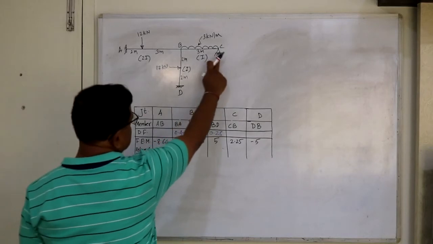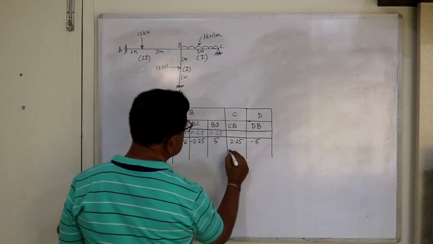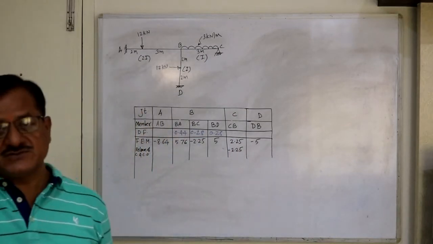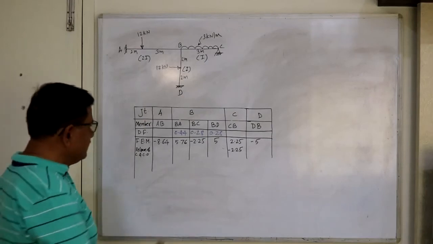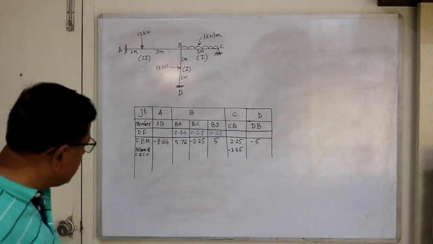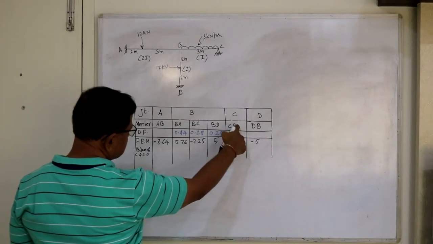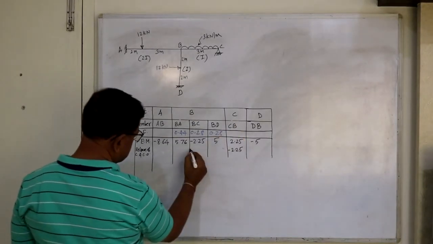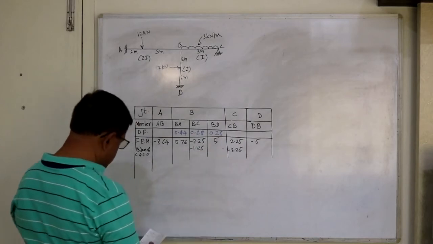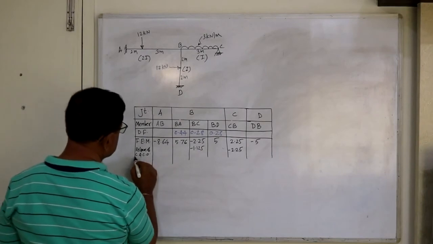This is our usual step, release of C and carryover. Where is CB? CB is here. Release means we have to apply an equal and opposite moment and make it 0. Then whenever we apply an external moment, we have to carry over the same with half value, same sign. So CB, read the reverse, BC, it is here. So minus 1.125, half of this with same sign. So this step is over.